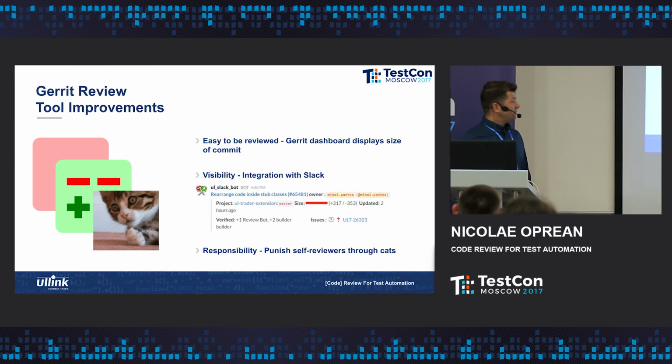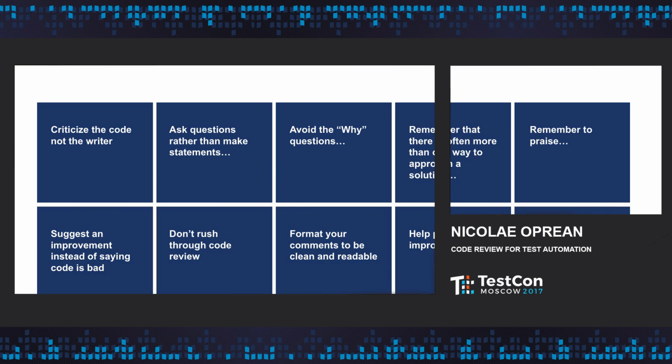In what follows, let me give you some review tips that we learned. So try to criticize the code, not the writer. Be kind to the coder, but not the code. Ask questions rather than make statements. Avoid the why questions because they are perceived in a very negative way. Remember that there are often more than one solution or more than one approach for a solution. Don't forget to praise.